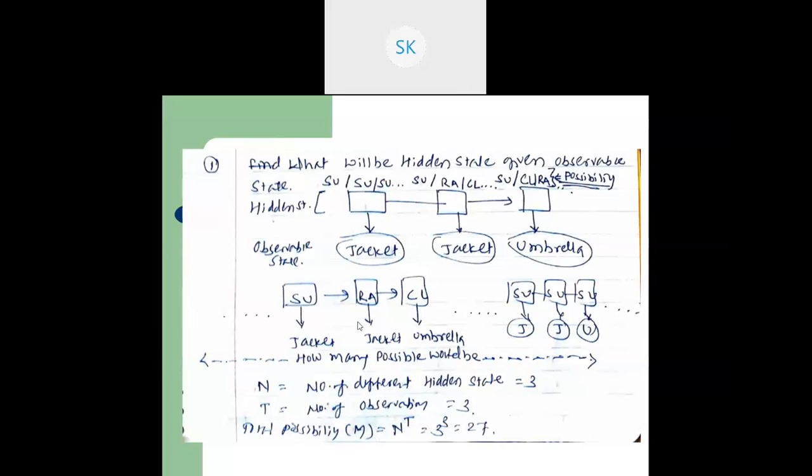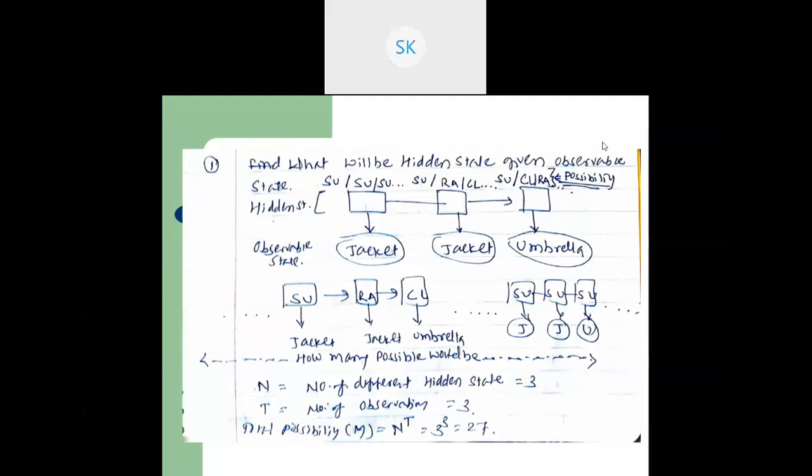Now, what will be the hidden state given the observation? Read this example and solve it. With respect to the problem statement of observation state like date, umbrella, and weather: rainy, sunny, and cloudy. What will be the hidden state given the sequence? The first question is what will be the hidden state given the observable state? We have three hidden states, three weathers. So I have drawn three square blocks. These are with respect to the states.